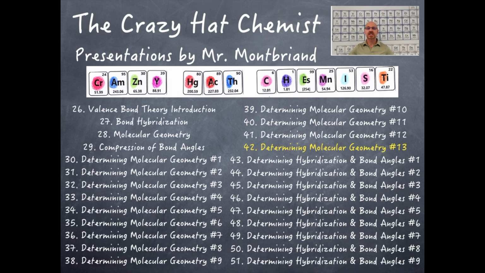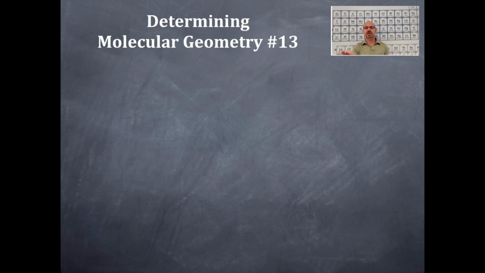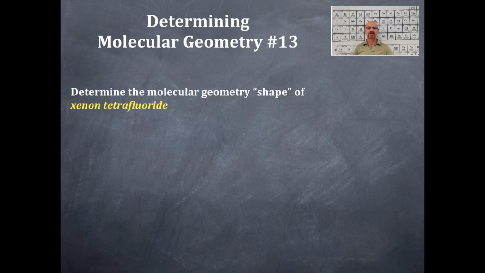So another video today in bonding, so let's get moving here. Bam! Today we're going to determine the molecular geometry number 13, lucky number 13, just for you. It's my favorite number. So we're going to determine the molecular geometry or shape of xenon tetrafluoride. So two nonmetals together, that's a xenon and a fluorine, and tetrafluorine, that's 4 fluorines, so you should get this formula XeF4.